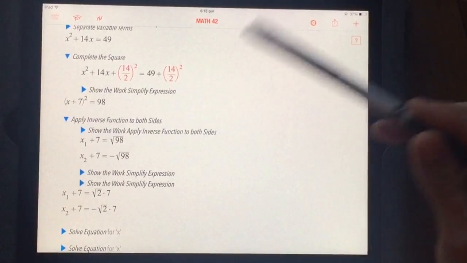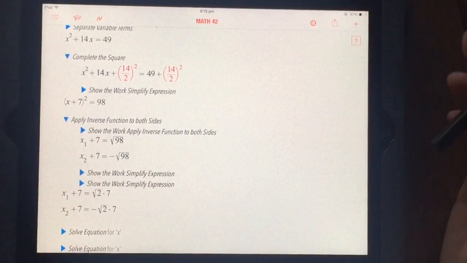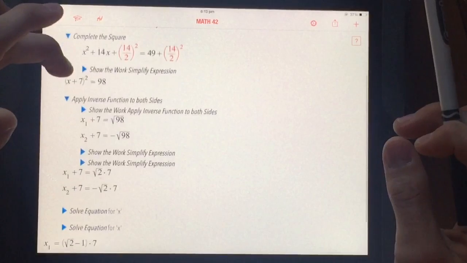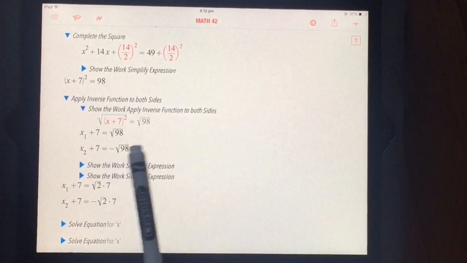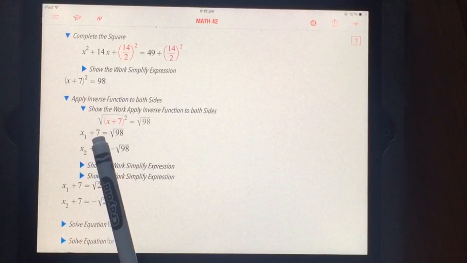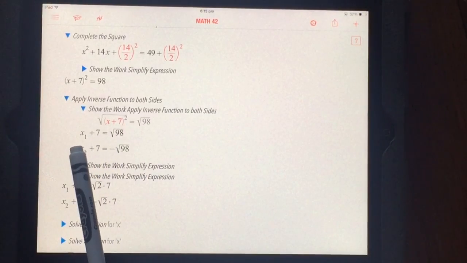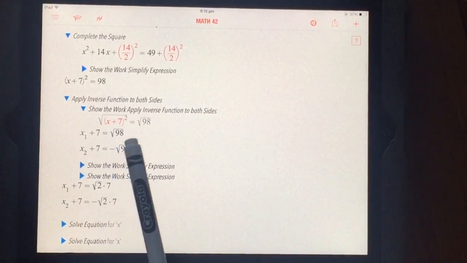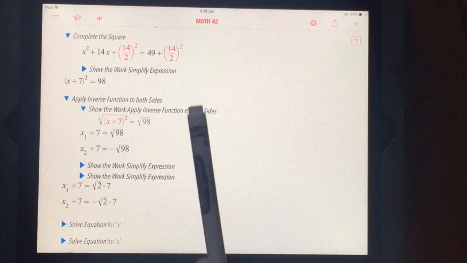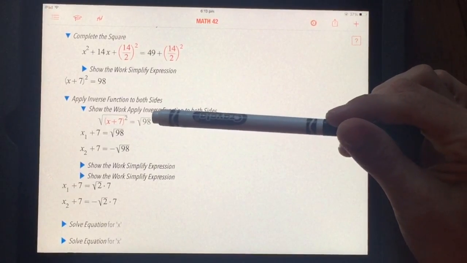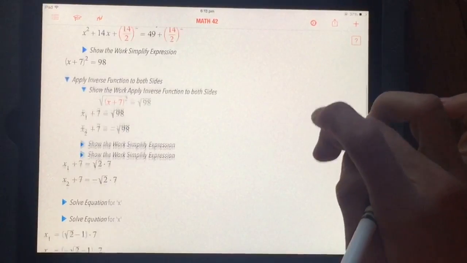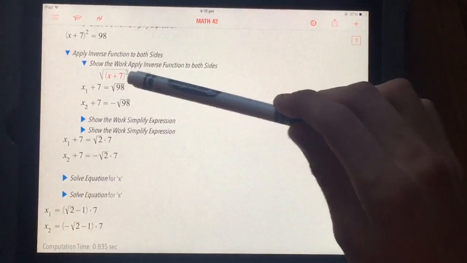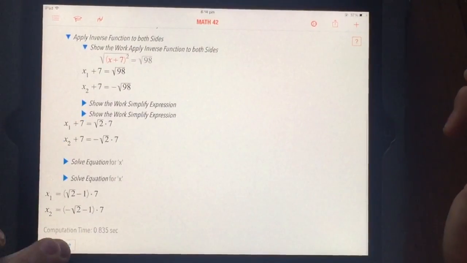So we take the inverse operation of squaring. So what's the inverse operation? Good, the square root. So we take the square root of both sides. So we have the square root of x plus 7 squared equals the square root of 98. So square root of x plus 7 squared becomes x plus 7 equals square root of 98. However, remember when we take the square root, it can either be plus or minus. So after we've created our two equations, then we go through and solve for x.